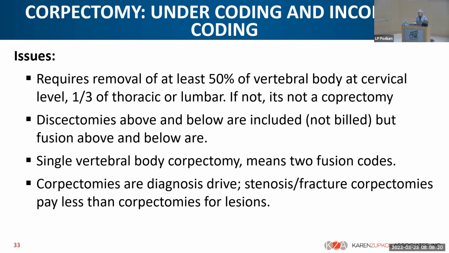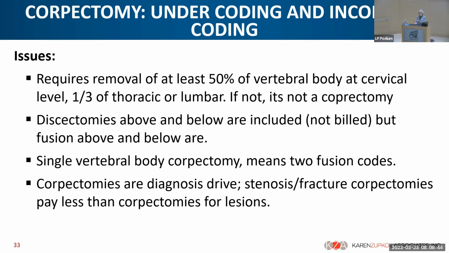Okay, so discectomies above and below are always included because you've got to remove the disc in order to clear the space and put in your expandable cage. But the fusion is not included, so that can be separately billable. And again, these drive the diagnosis. There are corpectomies for stenosis and fractures. That's one code. There are corpectomies for tumors, for other lesions.